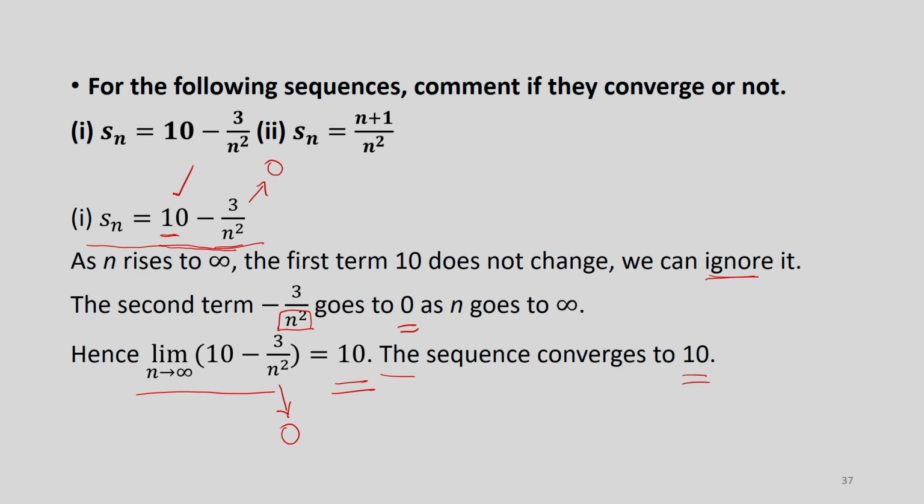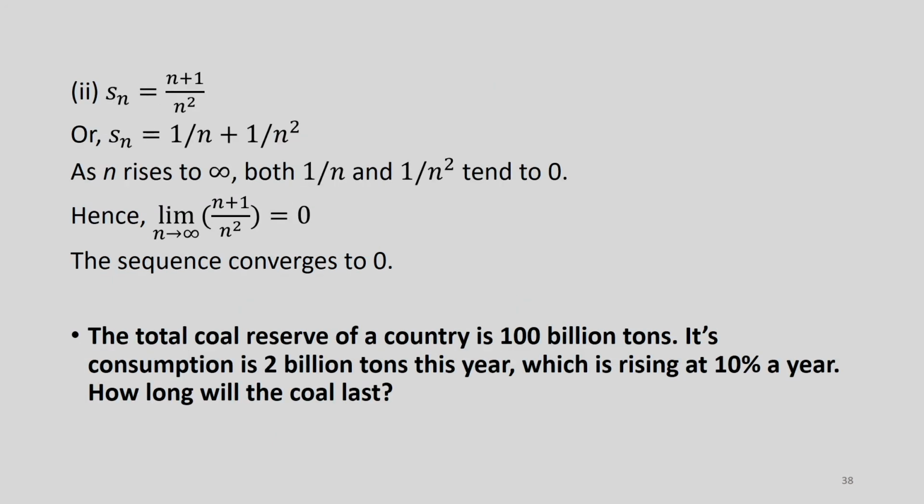So, this is the answer, it is a sequence which converges. The second sequence is Sn is equal to n plus 1 divided by n square, and actually this can be simplified as 1 divided by n, since n will get cancelled from the numerator and the denominator in the first term, plus 1 divided by n square.